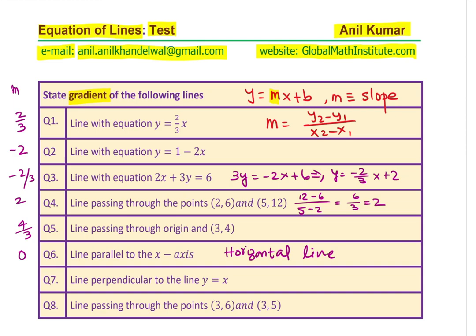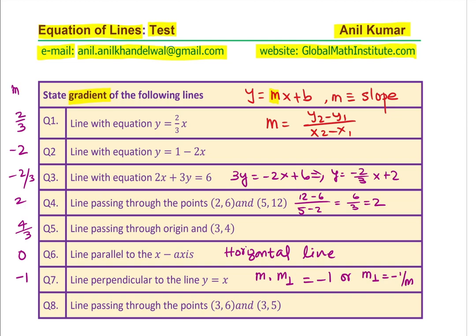A line perpendicular to y equals to x. Now, perpendicular lines, if I take the product of their slopes, line and its perpendicular, you get minus 1. Or you can say that the slope of a perpendicular line is the negative reciprocal, right? Negative reciprocal. So this slope is 1, so the negative reciprocal will be negative 1.